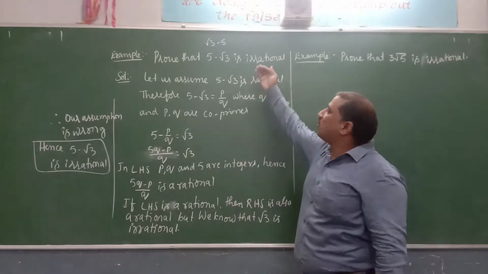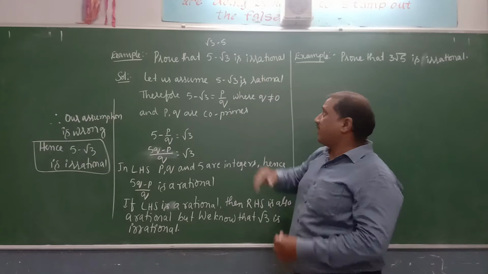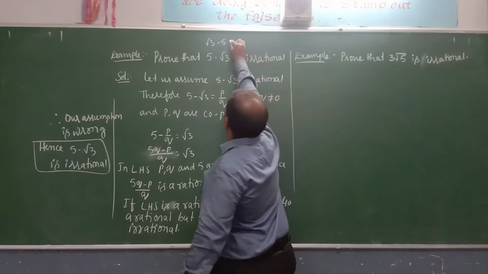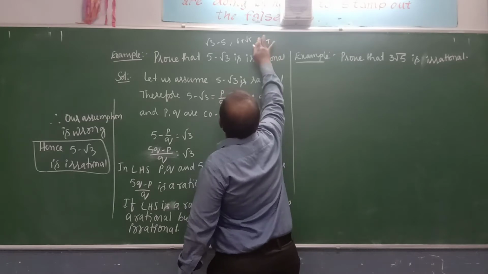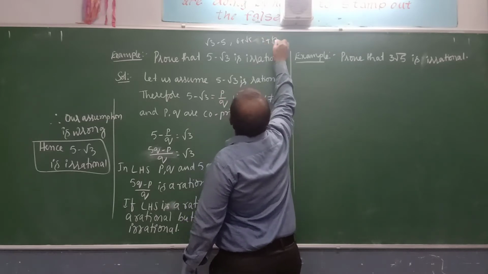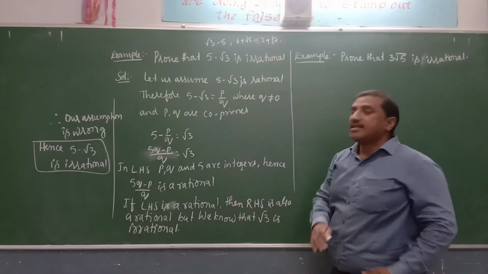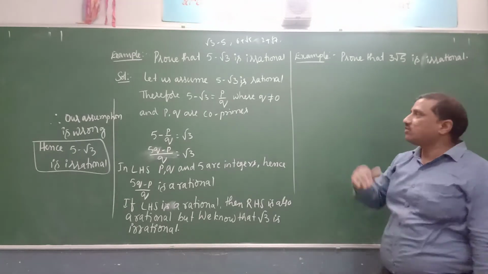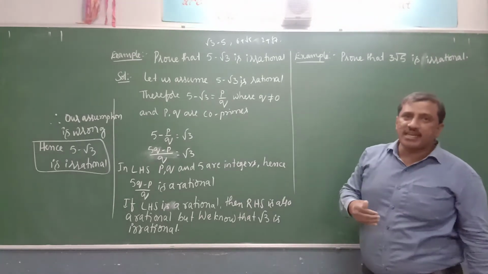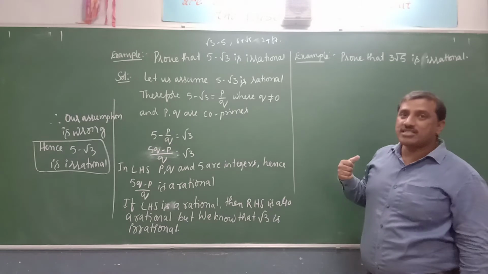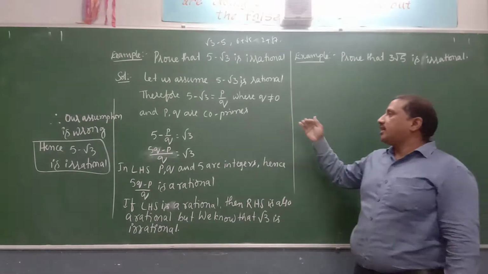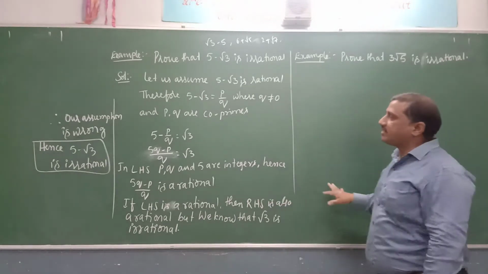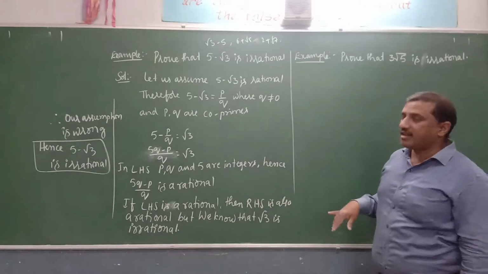Like this only we will prove all the numbers like root 3 minus 5, or 6 plus root 5, or 2 plus root 7. All these sums will be proved in a similar way. That is, we take that the given number is not irrational, it is a rational number, and we prove that our assumption is wrong. Hence we can say that 5 minus root 3 is irrational.